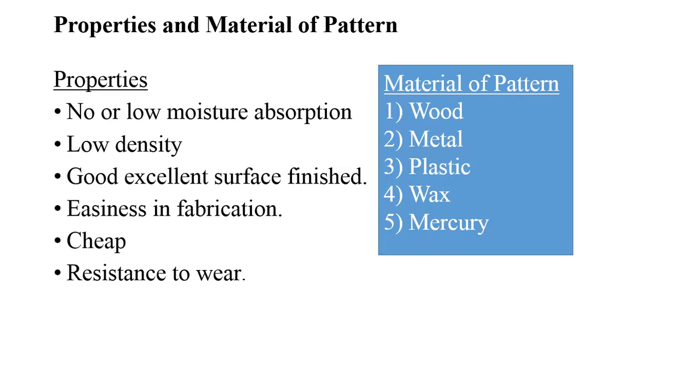Then according to these properties, which material should be selected? So if we select wood, and if we compare all these properties with wood, you will find that the disadvantage of wood is that it absorbs moisture. Due to that, wood can change its size due to absorption of moisture. Whatever moisture is present in the environment or surroundings, the pattern may absorb it and it may change the size. So according to that the pattern should be made.